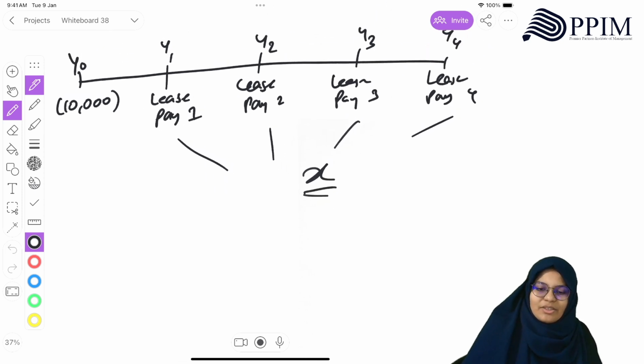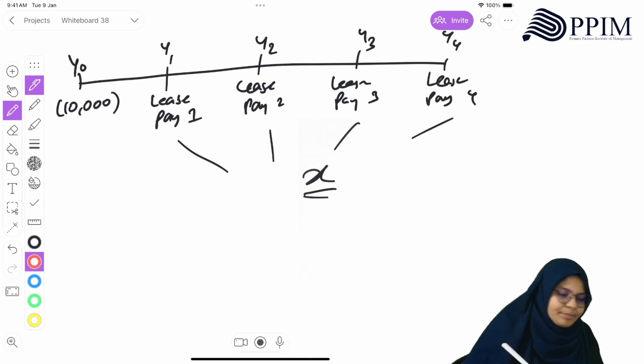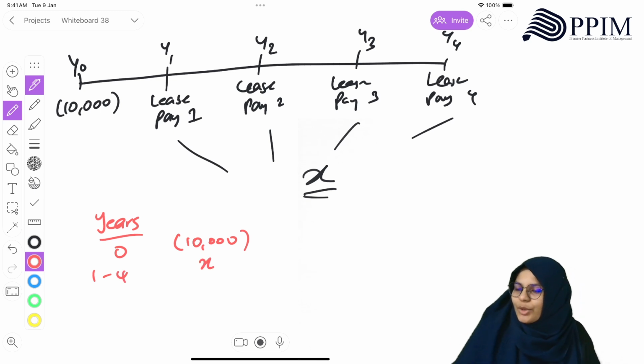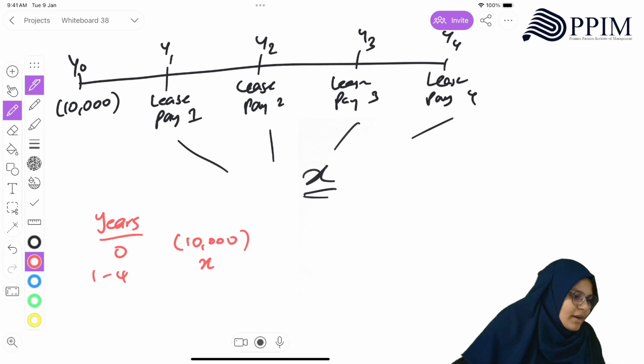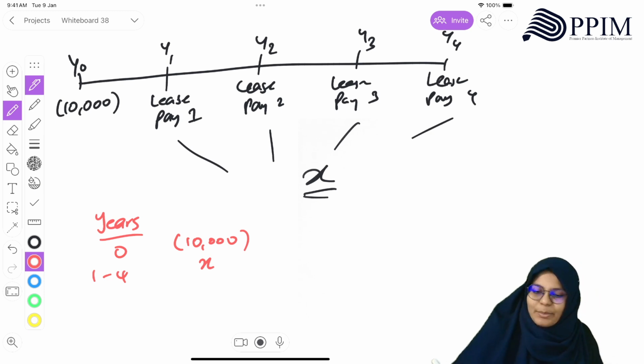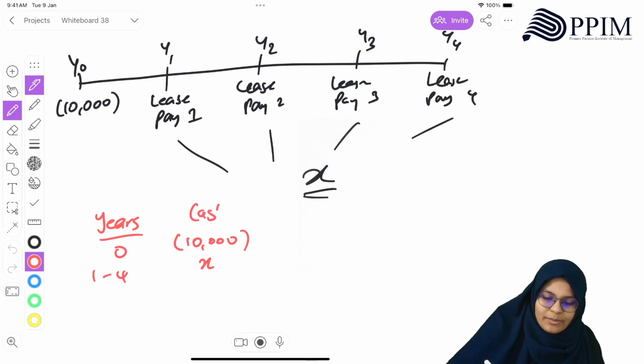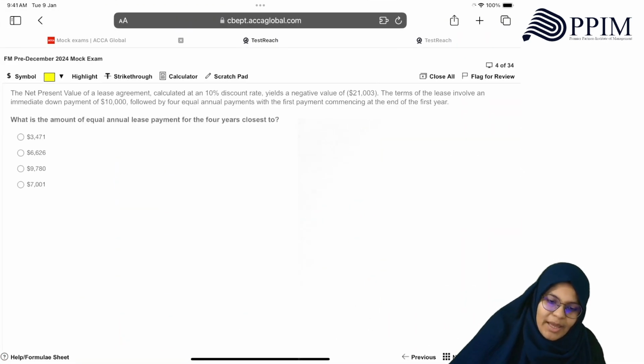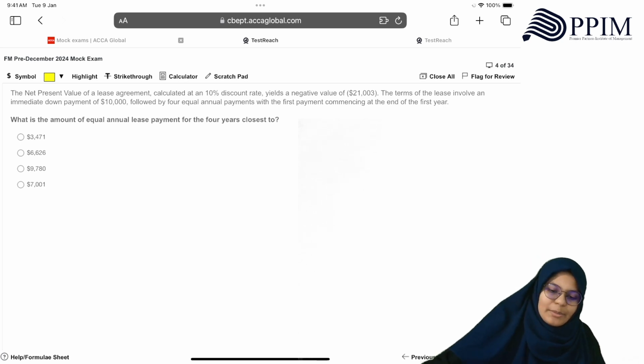We have the NPV. So let me put the NPV structure down first. So I have years. In year naught, I have the initial down payment of 10,000. And then from year 1 to year 4, there will be this lease payment which I am going to call X. Now let me get the net present value. So I have the cash flow here. Let me discount it using either the discount factor or the annuity factor at how many percent? I think they told me it's calculated at a 10% discount rate, right? So 10%.